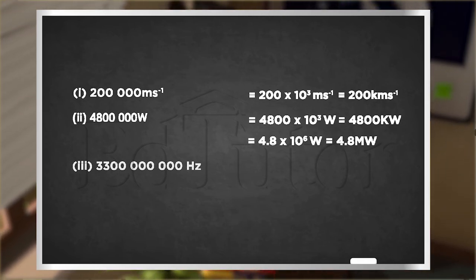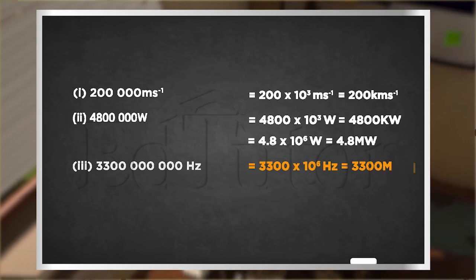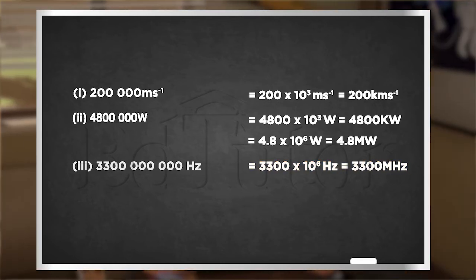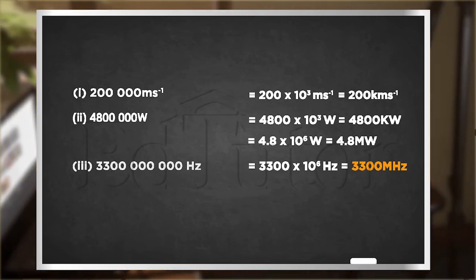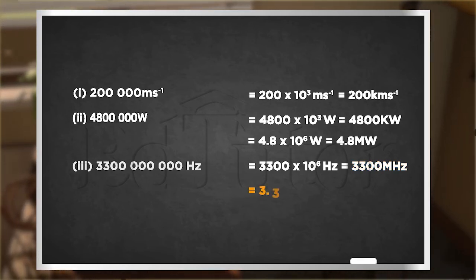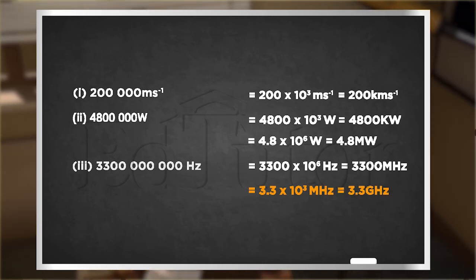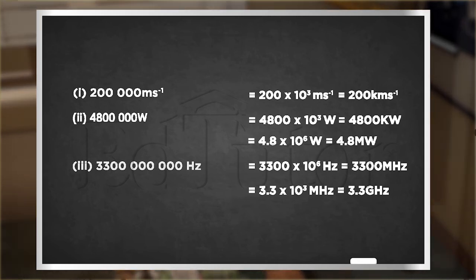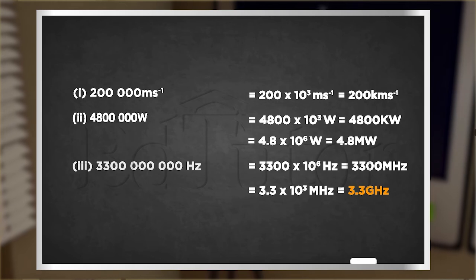3300000000 Hz can be written as 3300 multiplied by 10 raised to the power of 6 Hz. In the previous example, we used a similar exponent. Yes, it's mega. We can write this number as 3300 megahertz. Another way to write this number is as 3.3 megahertz multiplied by 10 raised to the power of 3. The combined exponential power becomes 9, which is the prefix giga. So, this number can also be written as 3.3 gigahertz.